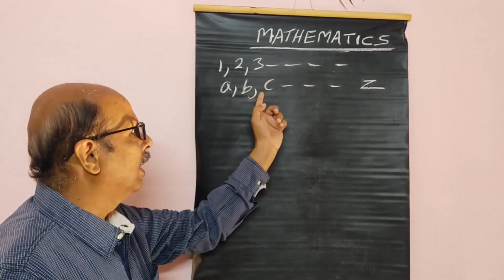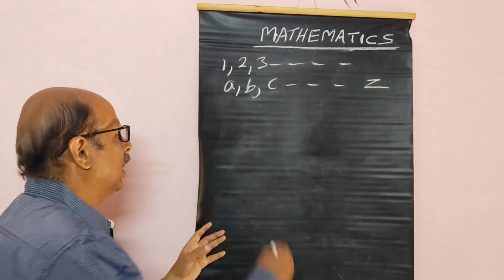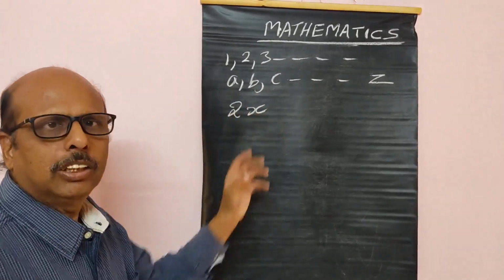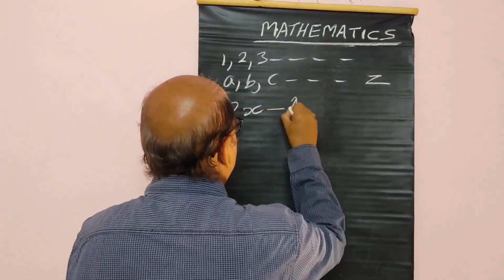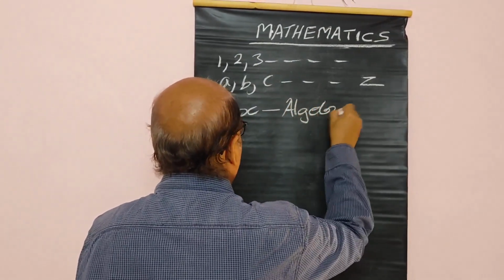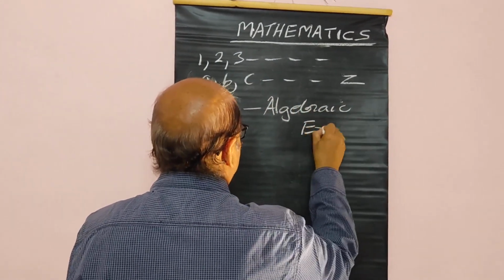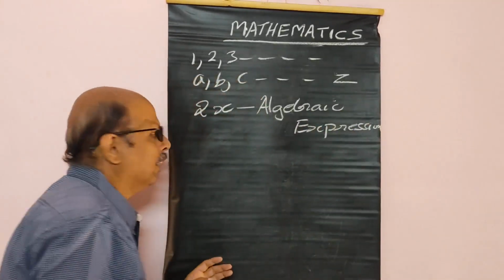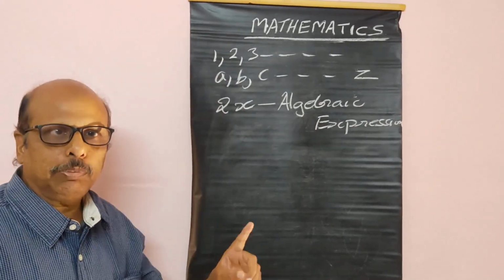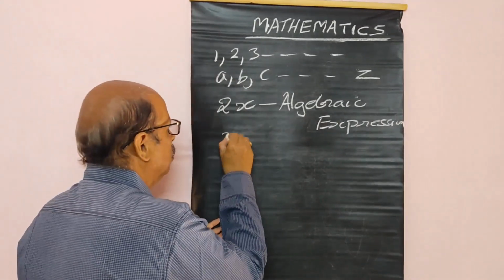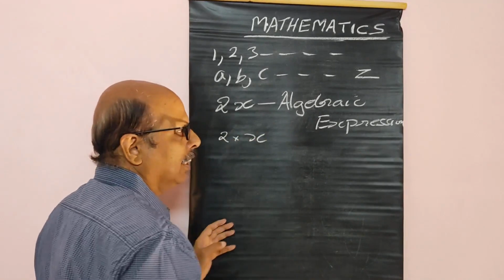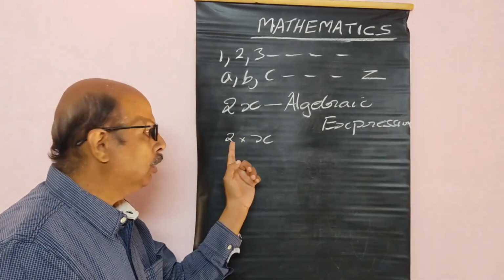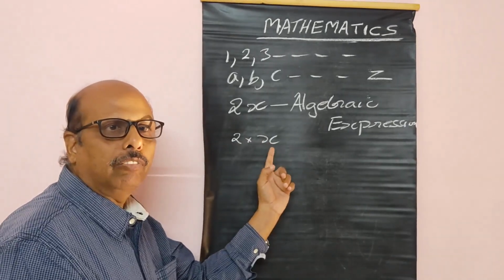When you use a number and a letter together, suppose I write it as 2x, this 2x is called an algebraic expression. Correct? So 2x is an algebraic expression. 2x means 2 into x. The meaning is twice the value of x.